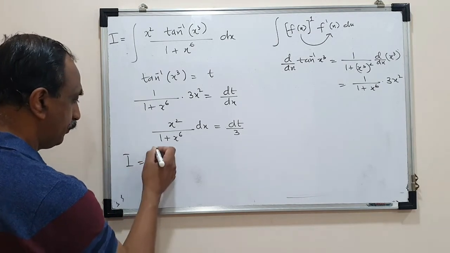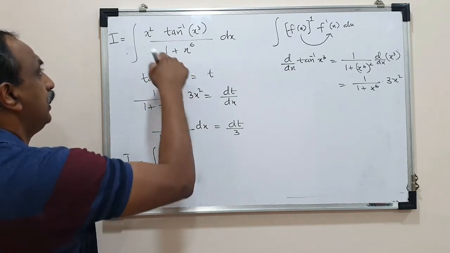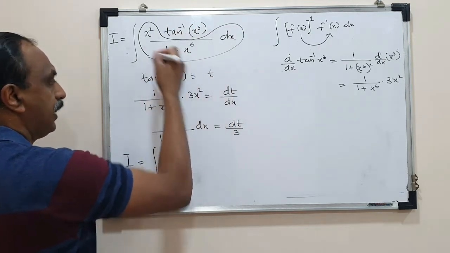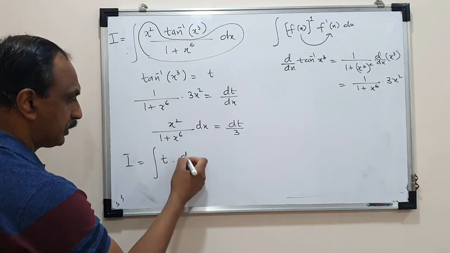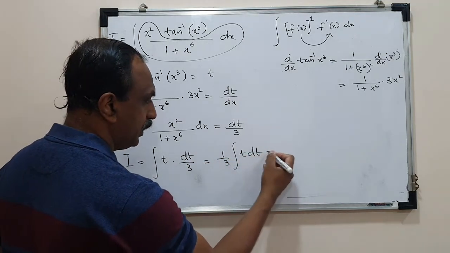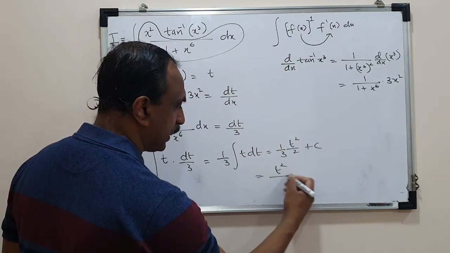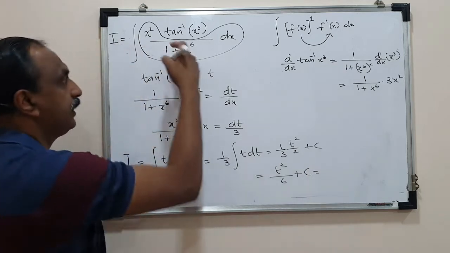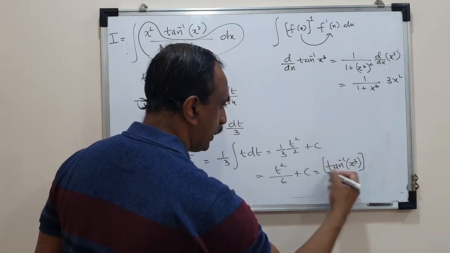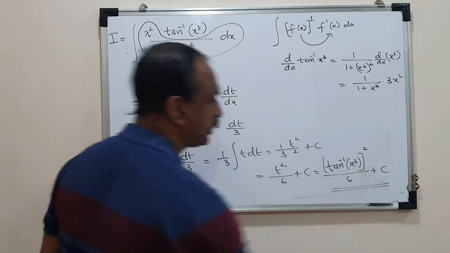So I will be integrating. This became t, so we write that function first. Remaining whatever terms we have is nothing but dt by 3. So we can write 1 by 3 integral t dt. That is 1 by 3 into t square by 2 plus c. That is t square upon 6 plus c. And the final answer will be tan inverse of x cube, the whole square, by 6 plus c. This is how you can integrate.